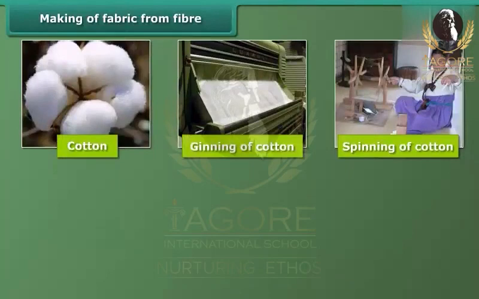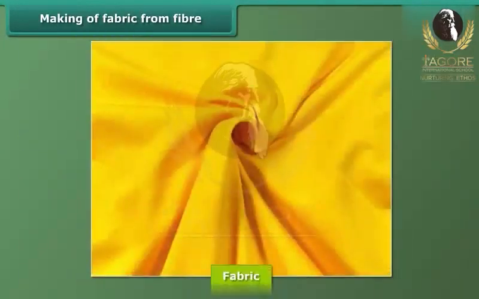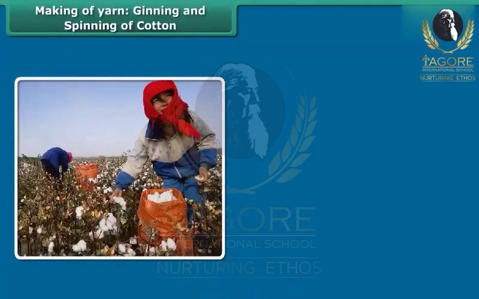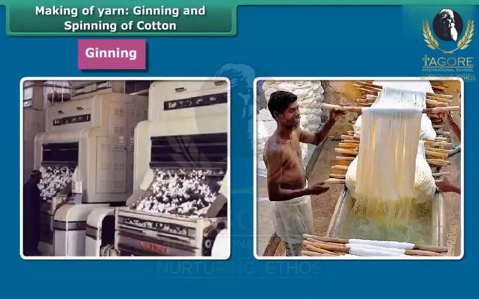Making of fabric from fiber. How is fabric made from fiber? First, yarn is made from fiber and then fabric from yarn. Making of yarn, ginning and spinning of cotton. Students, to make fiber, cotton is picked by hand from cotton balls and then the fiber from the seeds is separated by combing. This is called ginning. Ginning can be done by machines too.